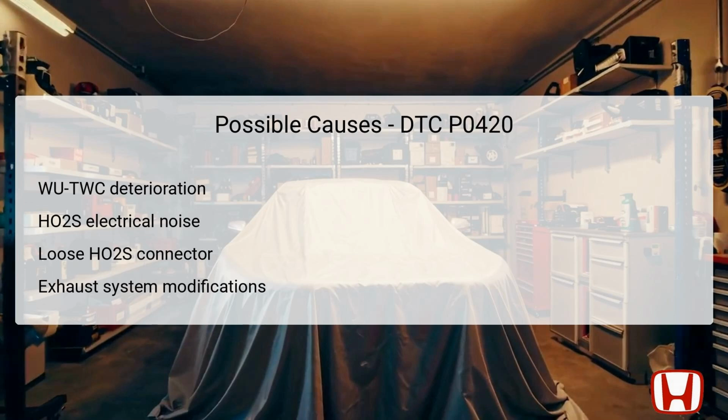Next, a loose connection at the HO2S connector can cause intermittent readings or a complete failure of communication with the PCM, mimicking the symptoms of a failing catalytic converter. Additionally, modifications to the exhaust system that deviate from factory specifications may cause imbalances in exhaust flow or sensor readings, compounding the diagnostic challenges. Understanding these potential causes sets the groundwork for effective troubleshooting.